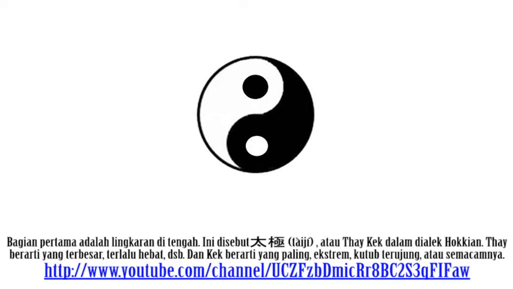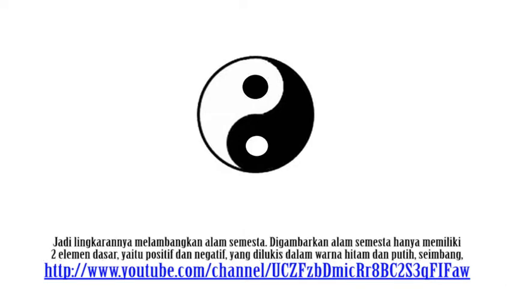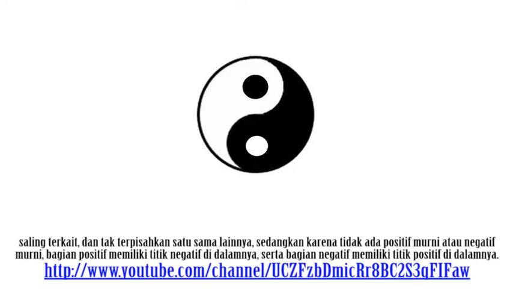It is called 太极. 太 means the greatest, overly great, and so on. And 极 means the ultimate, extreme, the utmost pole position, or as such. So, the circle, 太极, symbolizes the universe. It says that the universe has only two basic elements, positive and negative, drawn in black and white, in balance and inseparably interrelated with one another.